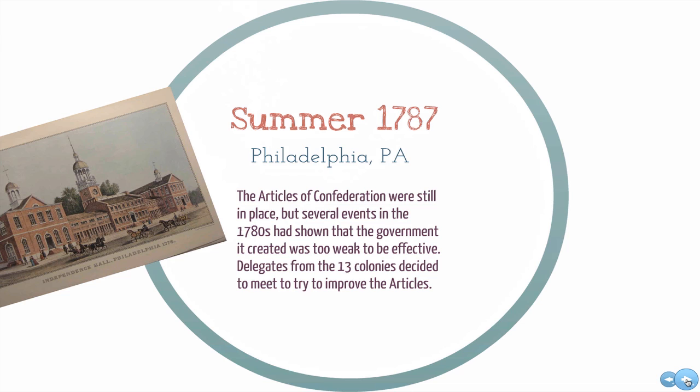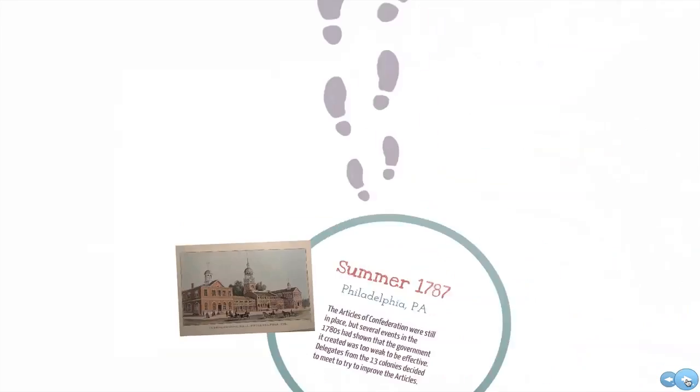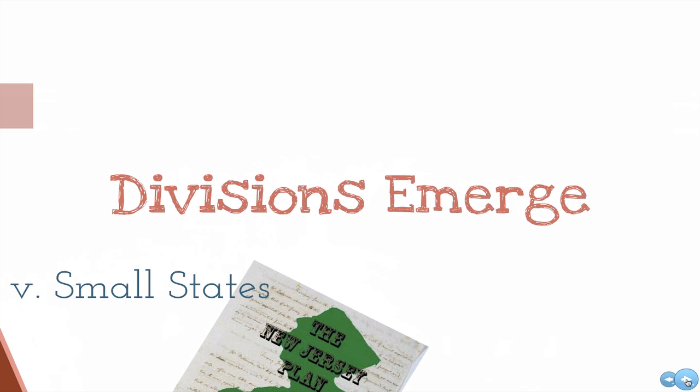So at that point, delegates from the different states decided to meet in Philadelphia in the summer of 1787 to discuss ways that they might improve upon or change those Articles of Confederation. They met at Independence Hall in Philadelphia, which was also where the Declaration of Independence had been signed on July 4th, 1776. So even though they all agreed to meet, it didn't mean that they were all going to agree on how the changes should take place.